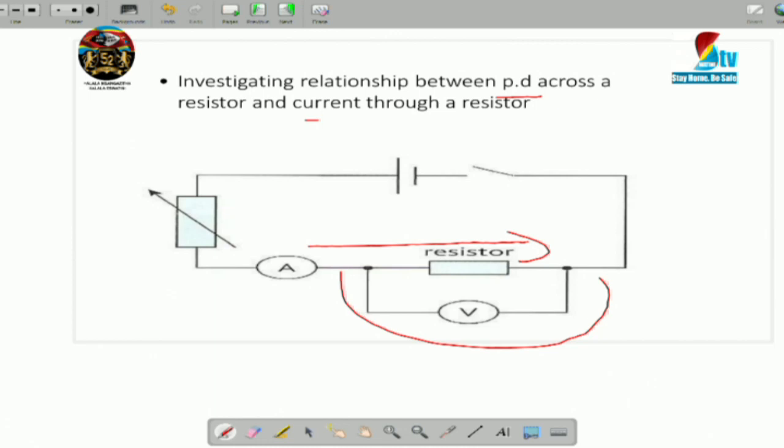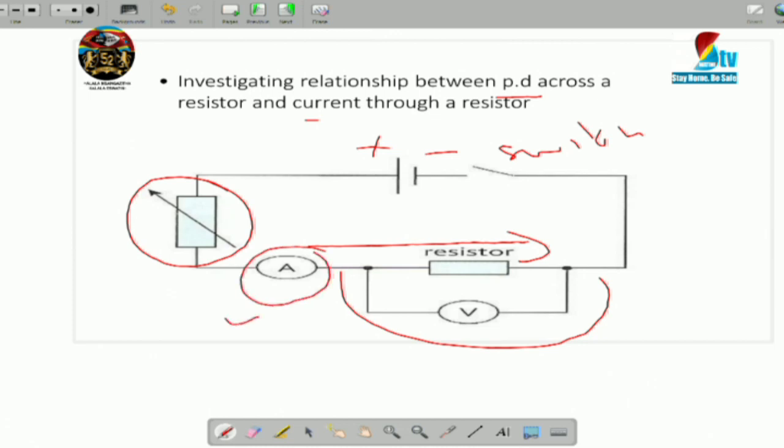We are going to have your cell, of course. It could also be a power supply. You're going to have your switch in this part. Then you have your connecting wires. Then we have our variable resistor. We have our ammeter to measure the current. We have our voltmeter to measure the voltage. We also have our fixed resistor in which we are measuring the current and the voltage drop. So the variable resistor will vary the current passing through the resistor there.